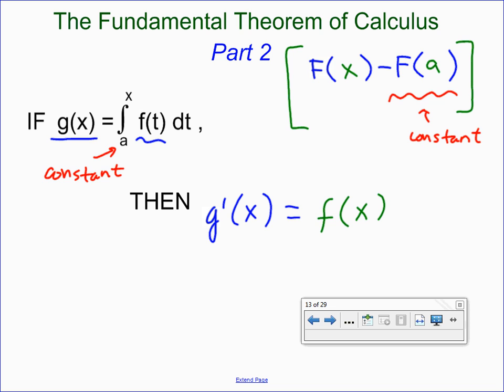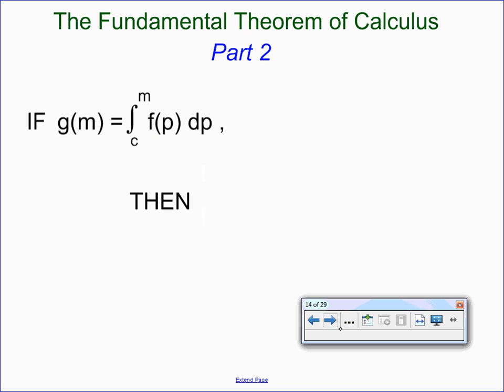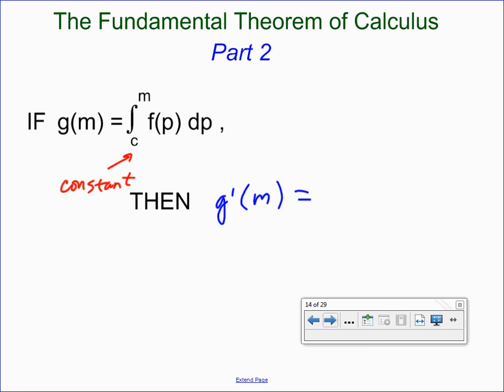Awesome. Okay, so what? Well, it doesn't matter what dummy variable I'm using in my integrand function. It will always be replaced with my independent variable. So now if I have a function g of m, where my independent variable is m, and I have some lower limit that's a constant, call it c. Without having to go and find an antiderivative function big F, I know that the derivative g prime of m would be the derivative of that integral defined expression.